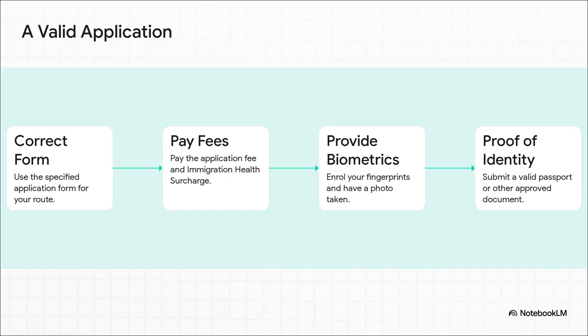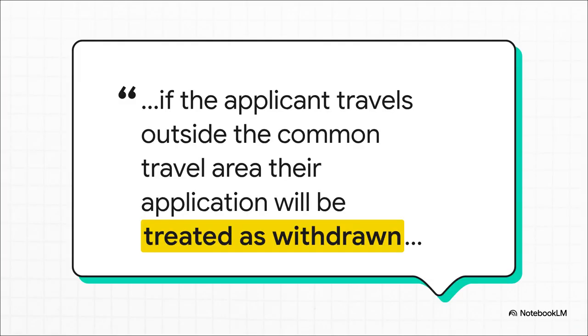You need 4 non-negotiable keys to make an application valid: the right form, the right fees paid, your biometrics, like fingerprints, and your proof of ID. If even one of those is missing or wrong, the application isn't just refused, it's rejected on the spot, without ever being considered.